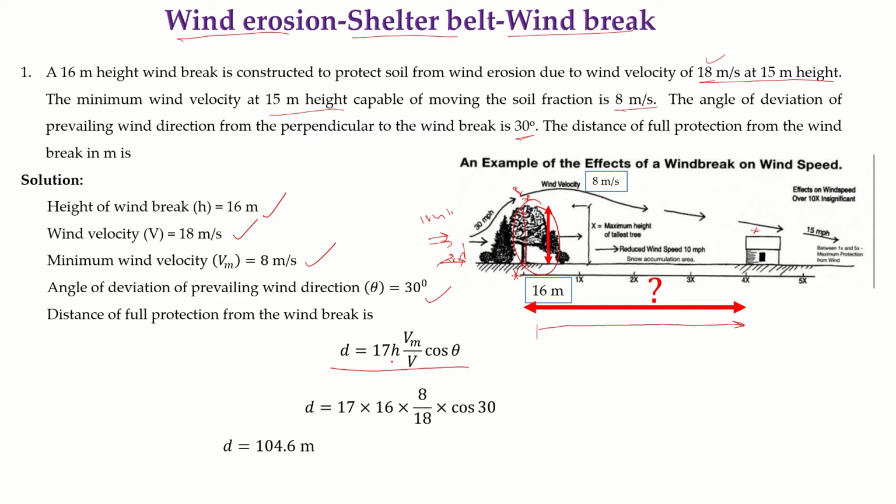Please substitute all the given values. 17 is a constant, and h is the height of the wind break, 16 meter.